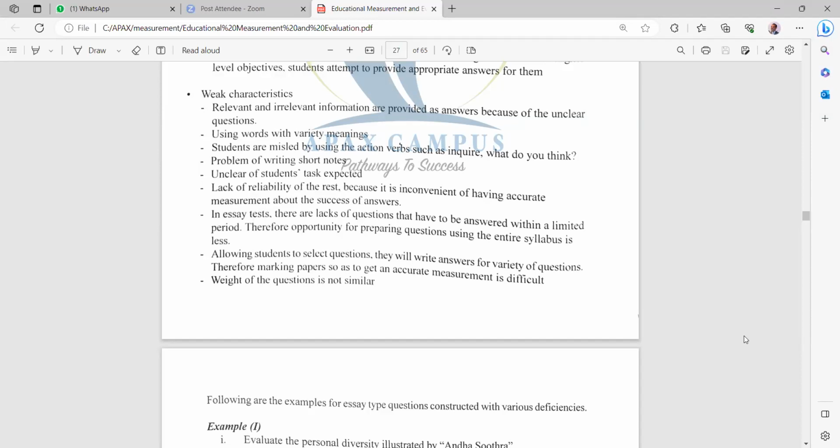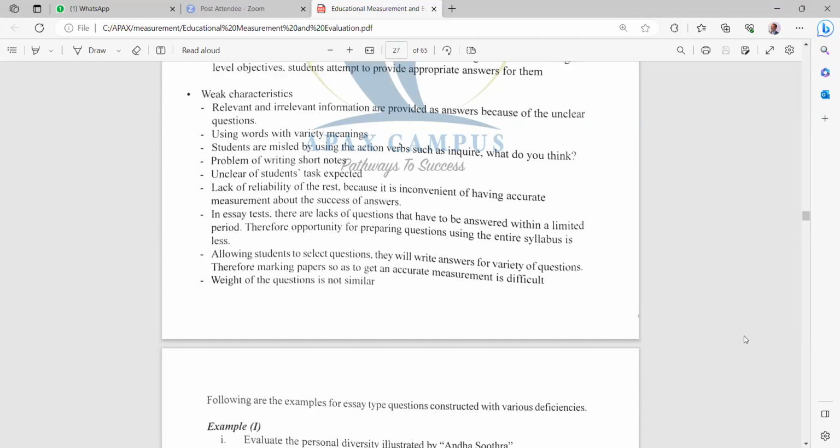Students are misled by using the action verbs such as inquire. What do you think? So when you say, what do you think? Right, we don't really know whether the students are thinking about the question or something else. So we have to be careful when we select or use words with the questions.